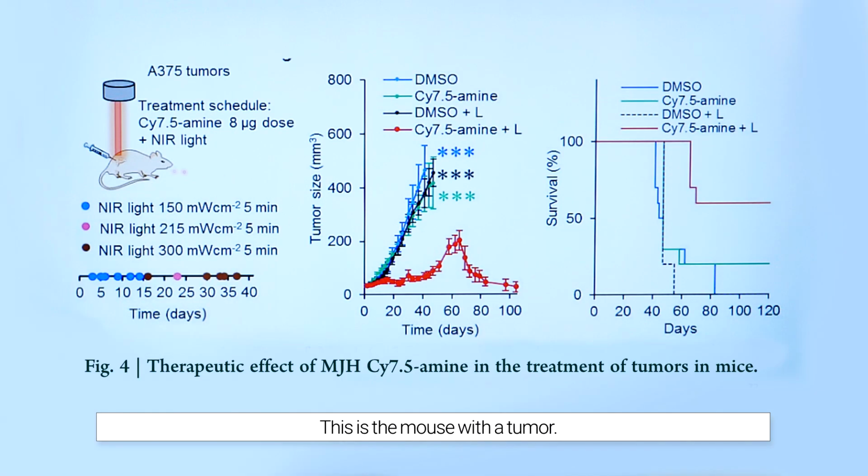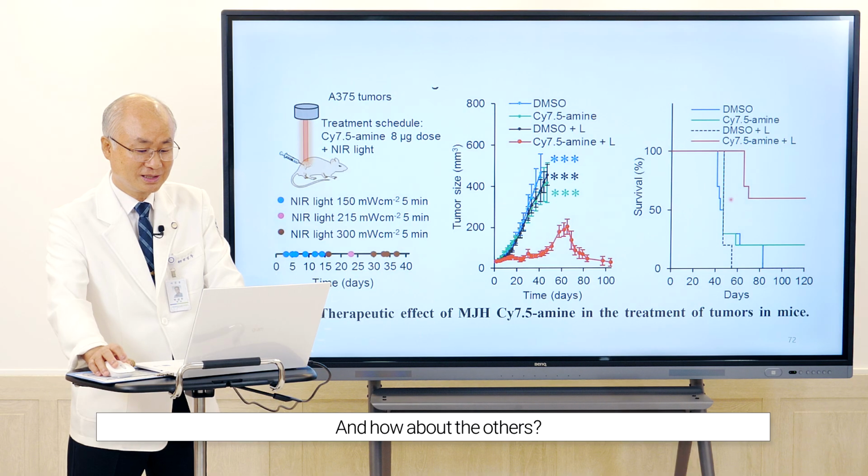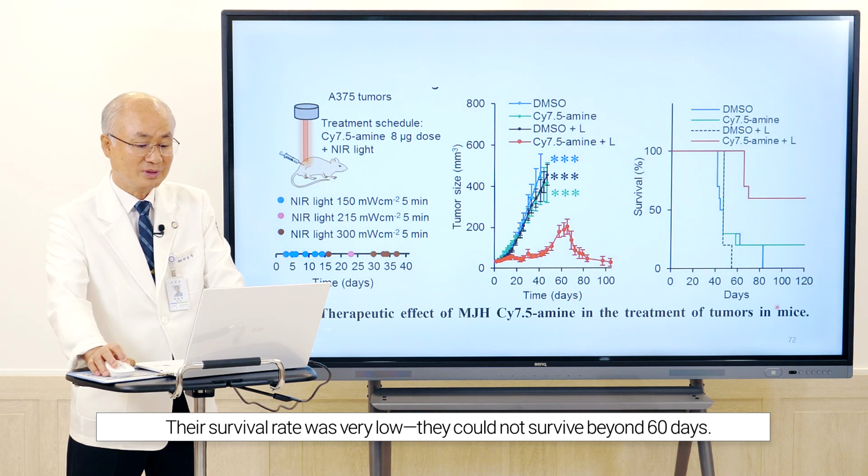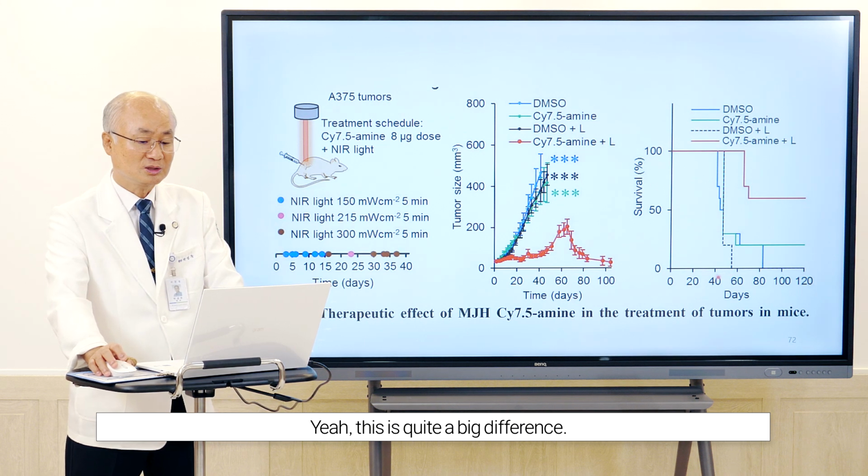So what is the result? This is the mice with the tumor. NIR was given to it. So this is the result. The tumor size increased until 60 days, but after 6 days, it reduced in size. Oh, interesting. How about the survival rate? Until 6 days, almost 100. After 6 days, a little bit lowered, but it can maintain almost 55 or 60. Survival was maintained. But how about the others? Very low. They cannot survive after 60 days. Yeah, this is quite a big difference.